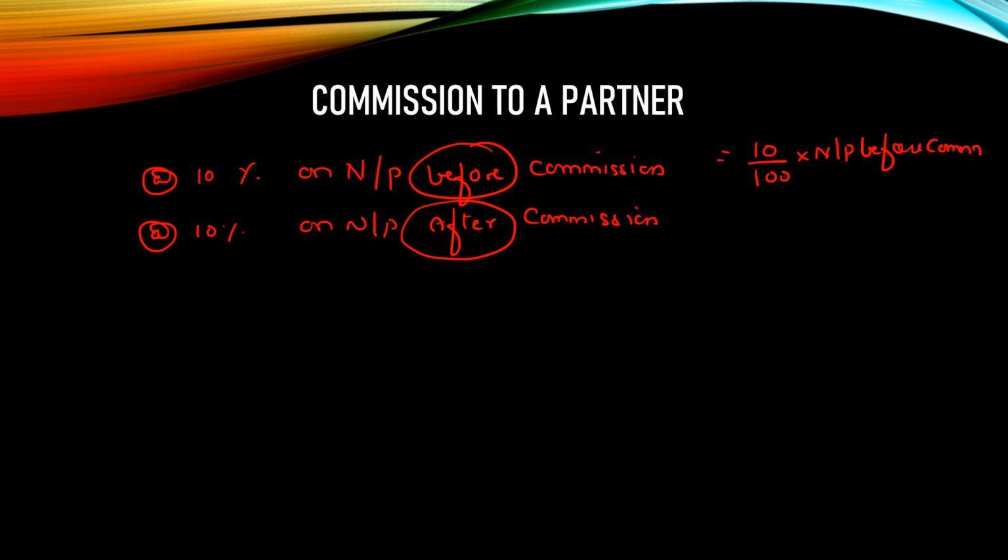But if the term after has been used, then you would use it as 10 by 110 into the net profit before commission. So on the net profit before commission, you are going to apply the rate, but when it is before, it is normal 10 by 100. But if the term after is used, then it should be 10 by 110. So please be careful. And here also it can be on net profit or it can be divisible profit. That part also you should be very careful.